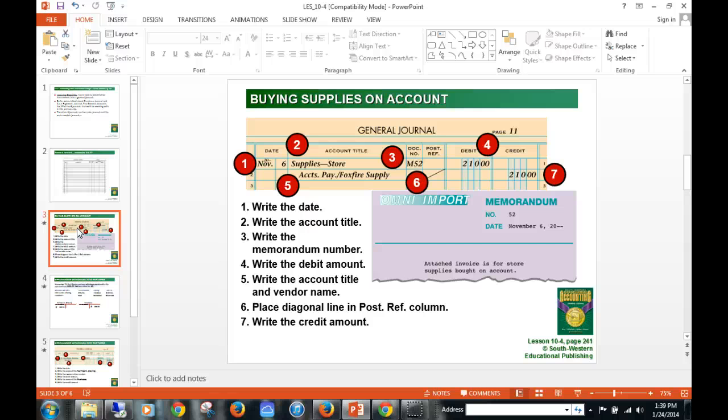So we're buying store supplies. It says November 6th. We bought store supplies on account from Foxfire Supply for the amount of $210 with memorandum number 52. So remember that the source document is M. If it's a memorandum, it's M52. The debit amount, which again, it's an asset account. We're going to increase our assets. We gain something. It's worth something, even though we're probably going to use it. We're going to increase our asset account, and then we're going to credit our accounts payable Foxfire.